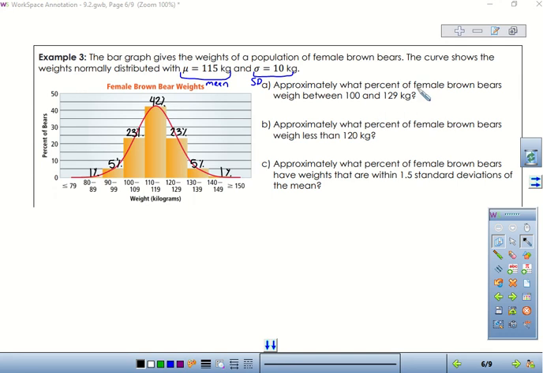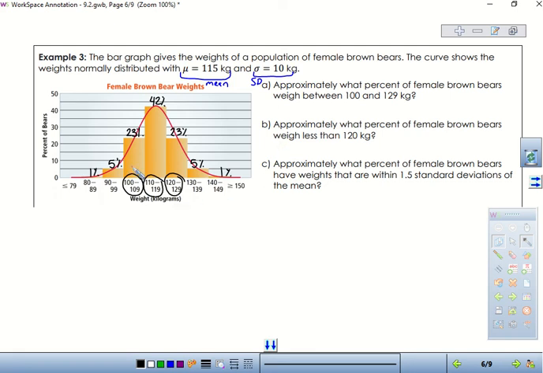So approximately what percentage of female brown bears weigh between 100 and 129 kilograms? So those categories are this one, and then also this one, right? These three would be between 100 and 129. Why are the two numbers?